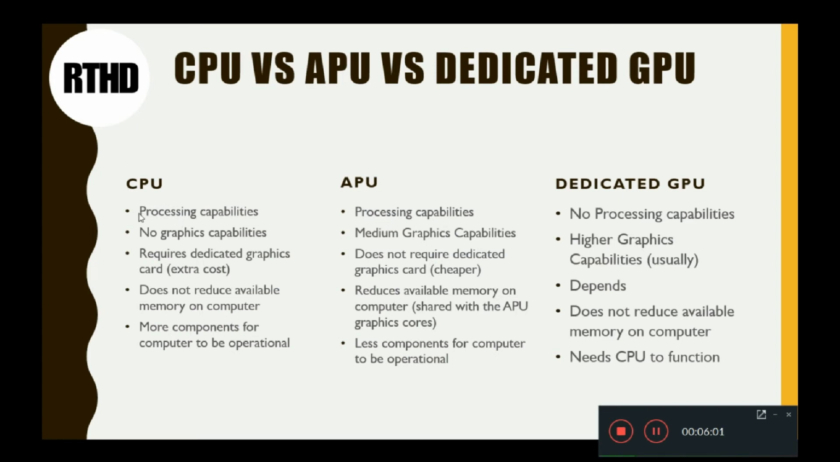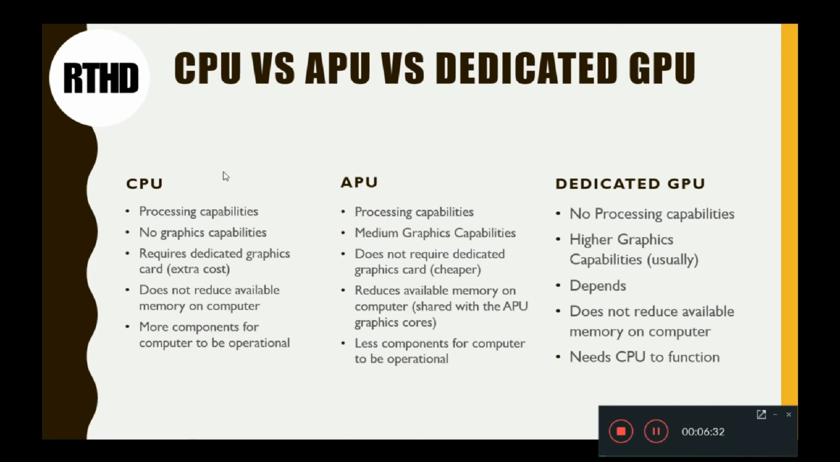So a CPU does not reduce available memory on the computer. A CPU is quite restricted and focuses pretty much on processing, and yes, it does use memory, but not in the way that an APU uses memory. So we'll get to that, because remember we are talking about the APU in regards to graphics. A CPU will not dedicate any memory towards graphics capabilities.